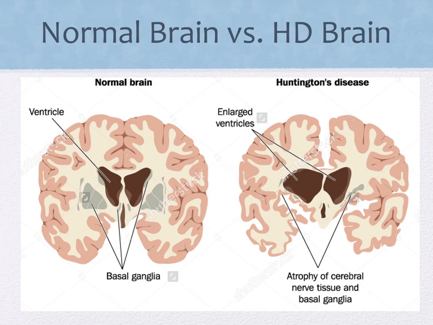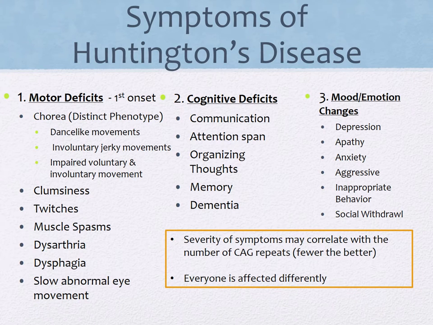On this slide, you find a picture demonstrating the contrast of a normal brain versus a brain of someone with Huntington's. Note the enlarged ventricles and atrophy of cerebral tissue in the basal ganglia. So with all that damage to the brain, you can only assume some serious symptoms would take effect.